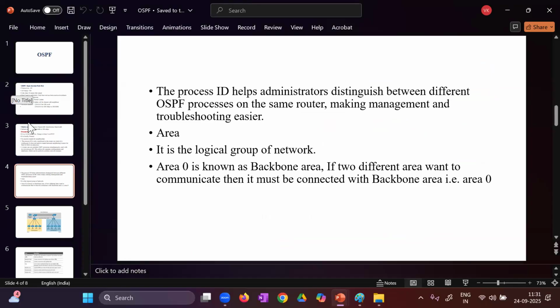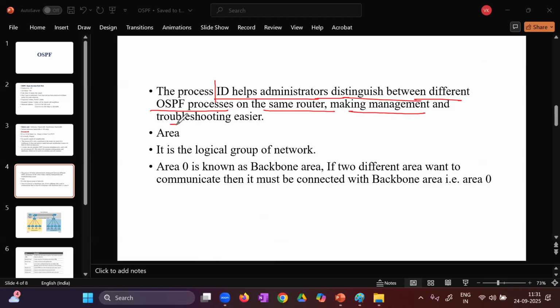Process ID helps administrators to distinguish between different OSPF processes on the same router, making management and troubleshooting easier. It means on the same router, I can run multiple different process IDs. I'm not talking about other routers. On the same router, I can run process ID 1, then process ID 2, like that.